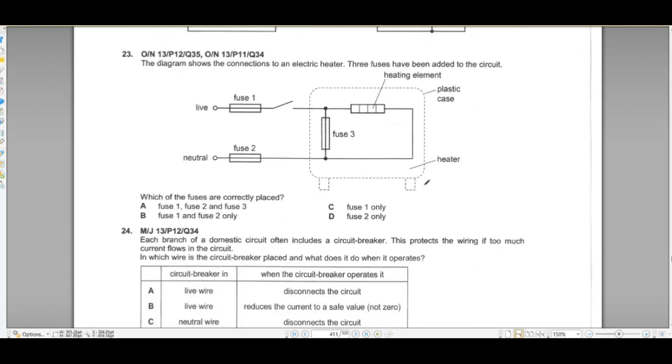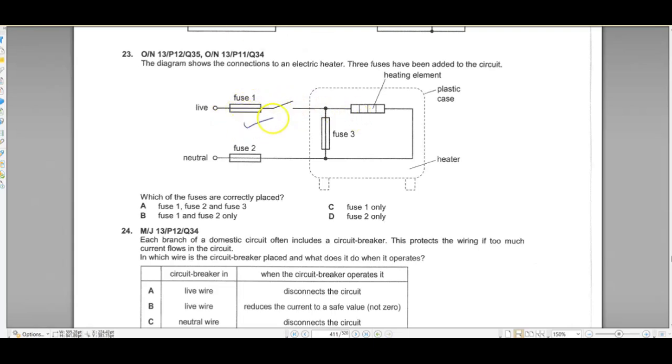Question number 23. The diagram shows the connections to an electric heater. 3 fuses have been added to the circuit. Which of the fuses are correctly placed? Fuse 1 is correctly placed. It is connected to the live wire before any switch, before any resistance, not connected in parallel to any other. So fuse 1 is connected correctly.